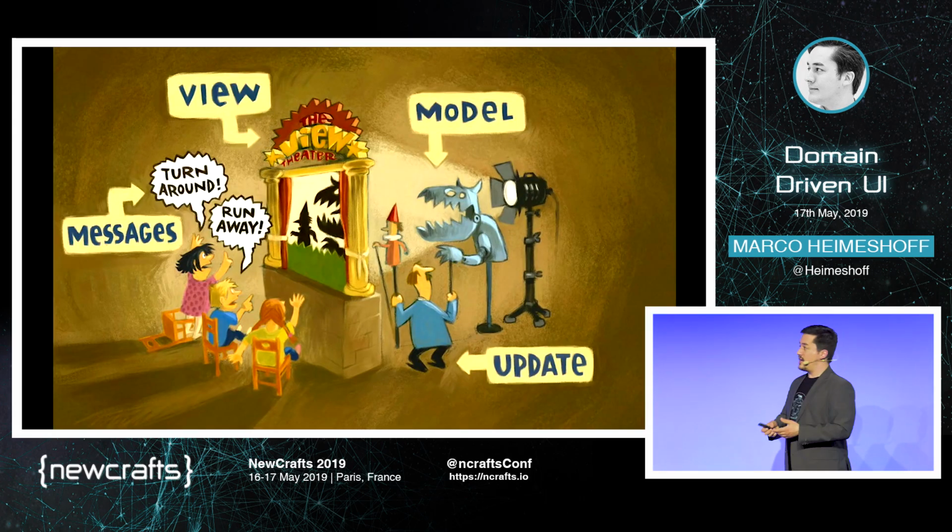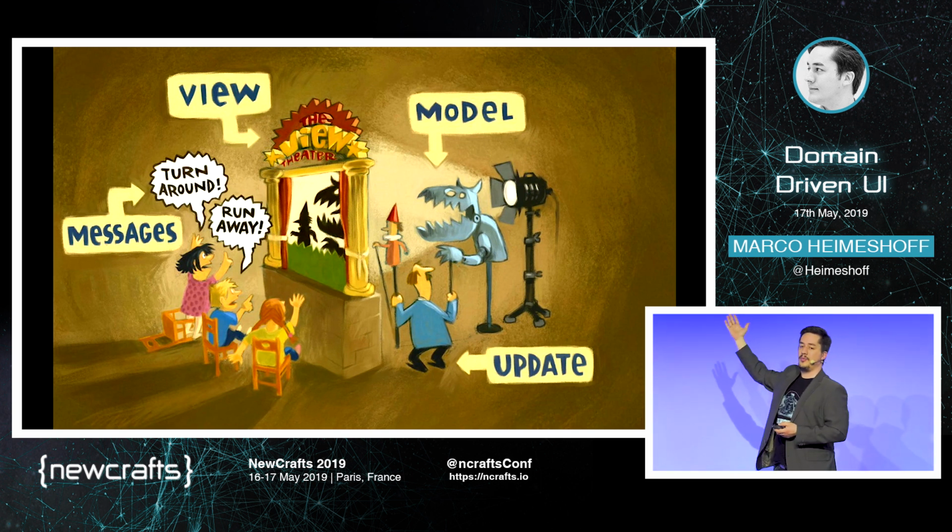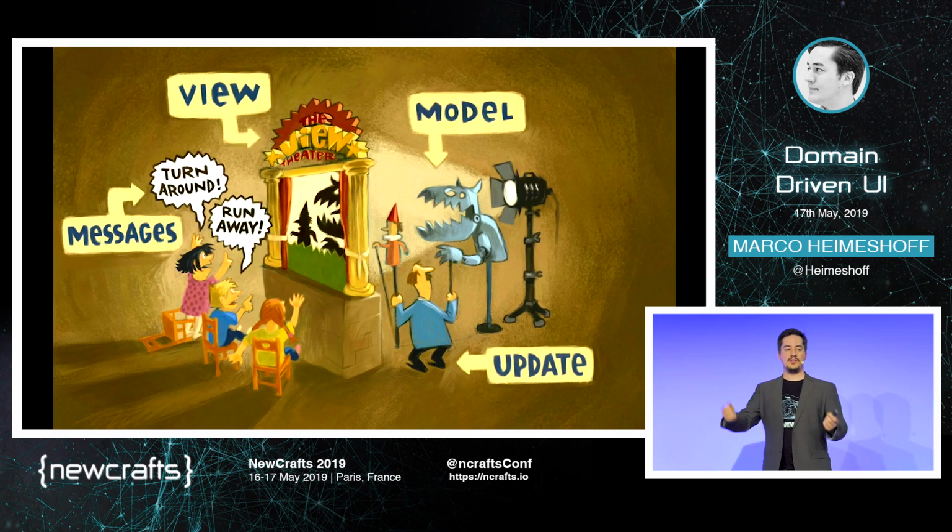So the Elm architecture as a visualization, something everybody knows: you're in a theater, and the model is a representation of your business, and then you have the update function that changes something, and then the view is what the children can see. And when the children send a message and they say, hey, do this, kill the dragon, the update function changes the model again, and the view is a representation of that data.